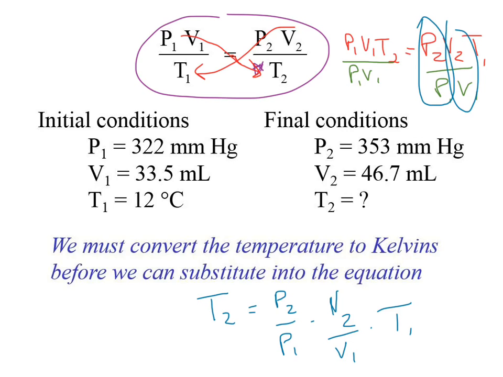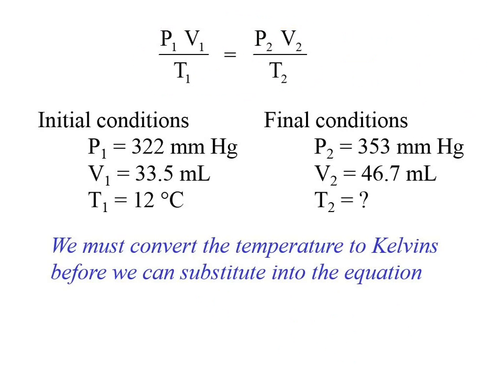But the cool thing about this is, I know when we use PV equals nRT, we said your pressure has to be in units of atmospheres. That is totally true, because of R. But I don't have any R here. When I work this problem, I'm going to leave pressure in millimeters of mercury. I'm going to leave volume in milliliters. But my temperature does need to be in units of Kelvin. So that takes a little bit of work off the front end.